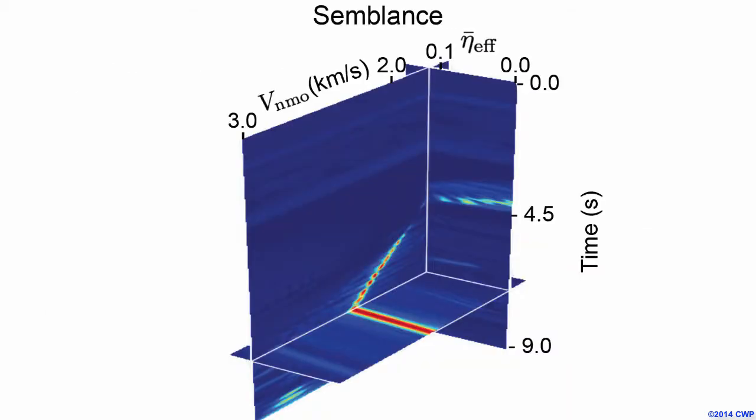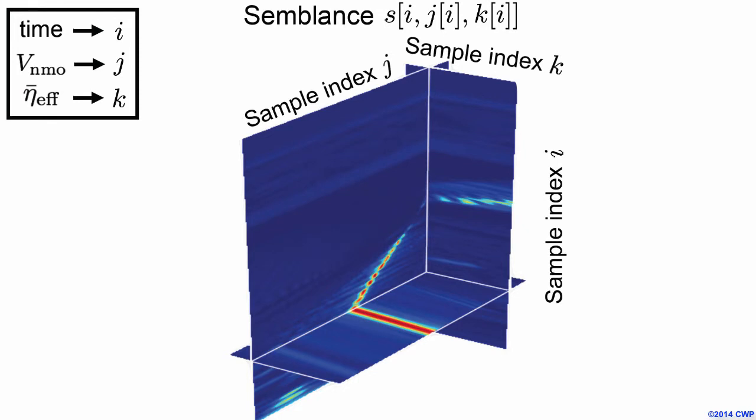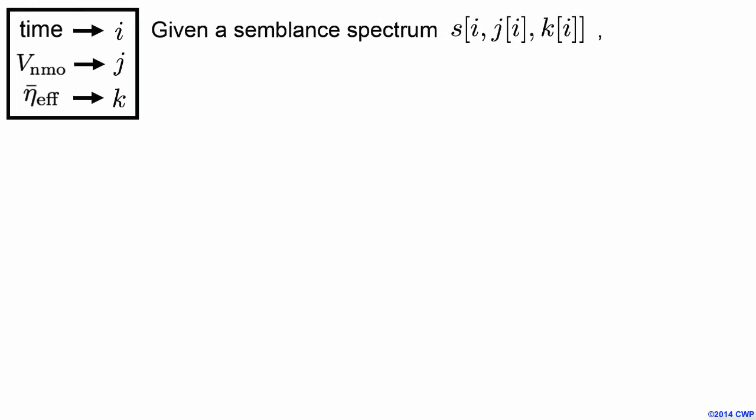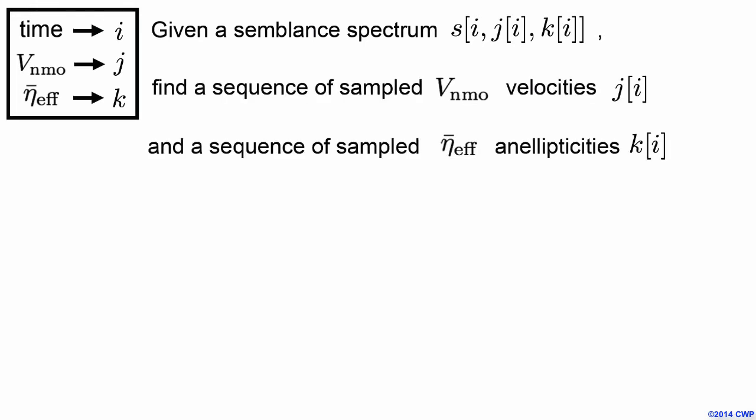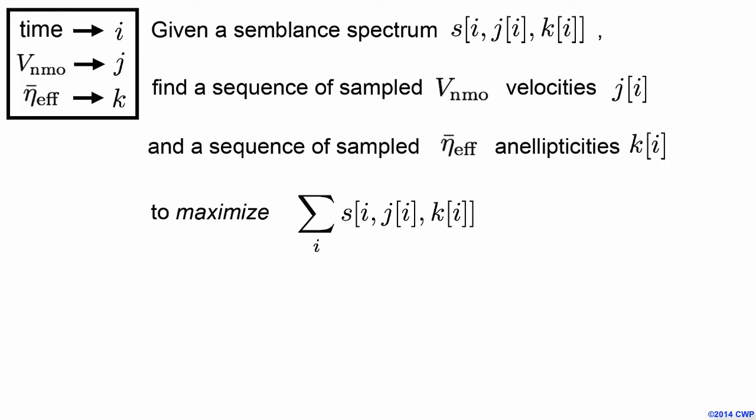So again, with the semblance spectrum, I want to discretize this again to demonstrate the dynamic programming approach. And again, time and VNMO are i and j, and now we have this third parameter, effective eta, which is k. So in the same way I showed you the hyperbolic assumption, given this two-parameter semblance spectrum, we want to find optimal VNMO and optimal etas to maximize the sum of the semblance along the path of those VNMO and etas through the semblance spectrum.